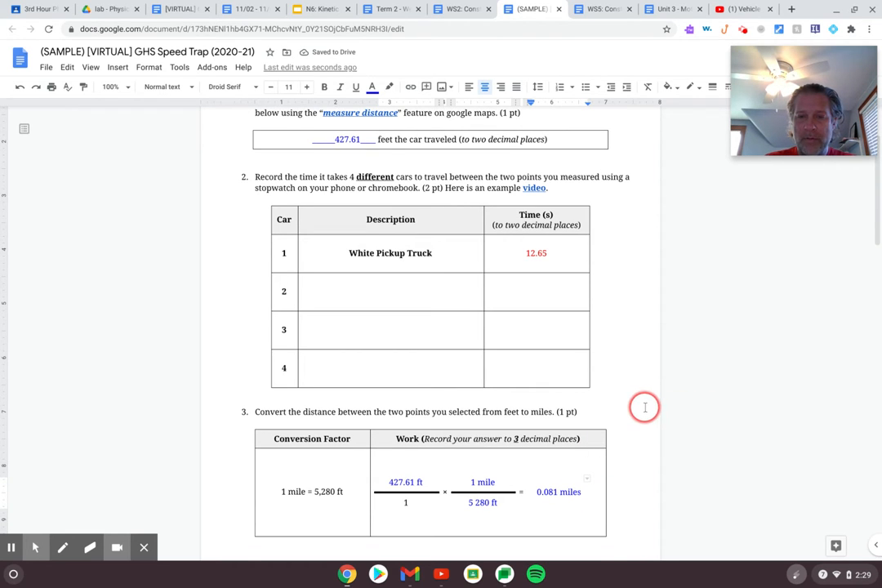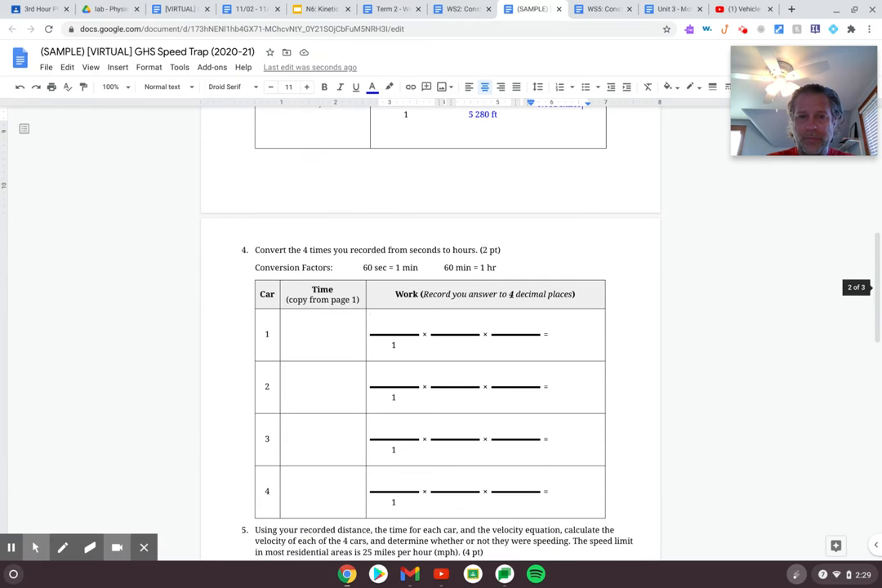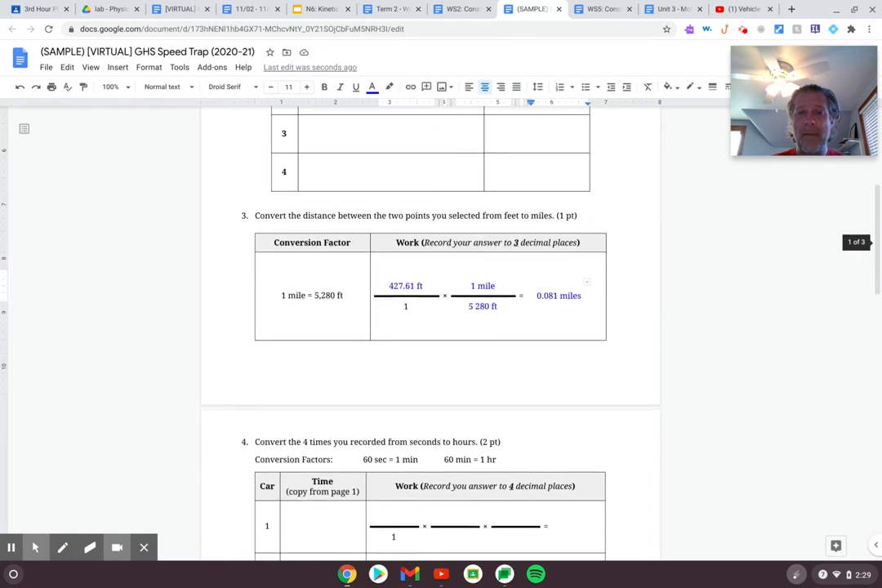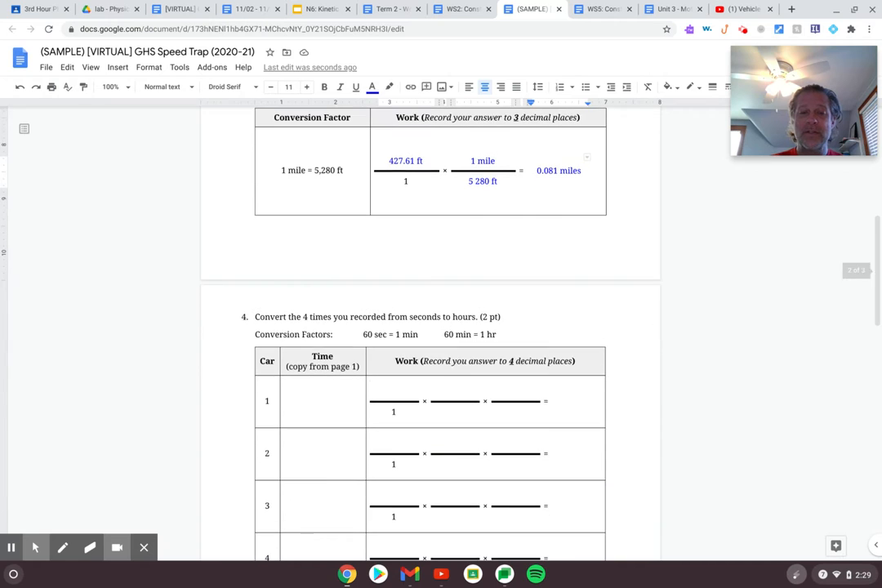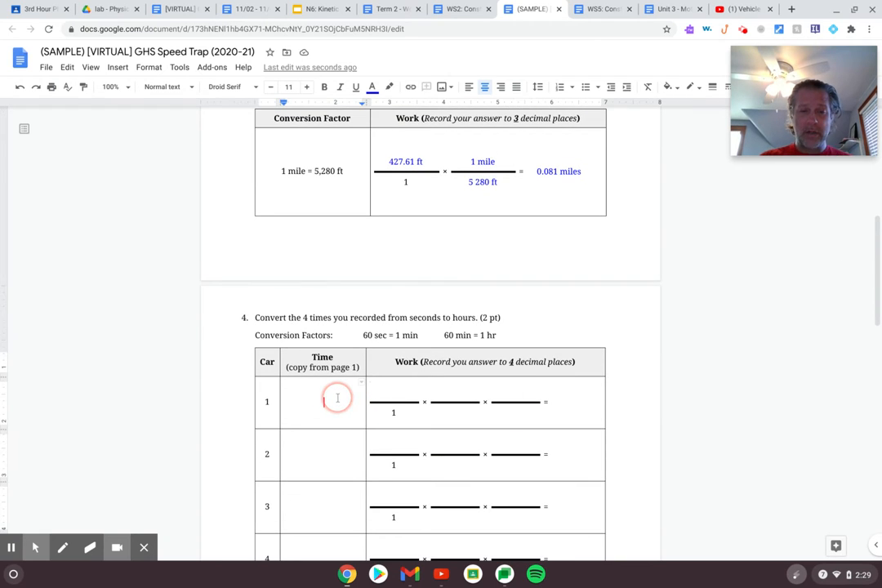So then going down to the next page, I am supposed to take each of my times and convert them from seconds into hours. Up on top, I looked at the time for the white pickup truck, which was 12.65 seconds. So I'm going to put that here, and then I'm going to put that 12.65 seconds into this dimensional analysis problem.